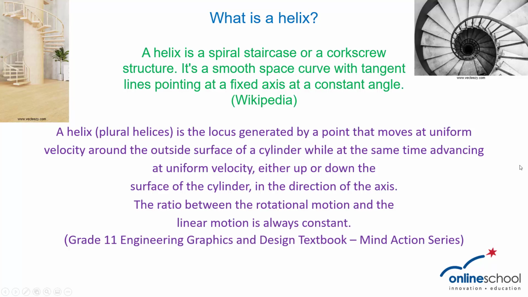helix, or helices, is the locus generated by a point that moves at uniform velocity around the outside surface of a cylinder while at the same time advancing at a uniform velocity, either up or down the surface of the cylinder, in the direction of the axis. Now please take note that the axis can be at any angle. It can be vertical, horizontal, or slanted. The ratio between the rotational motion and the linear motion is always constant. As mentioned, this is from the Mind Action series, the grade 11 EGD textbook.